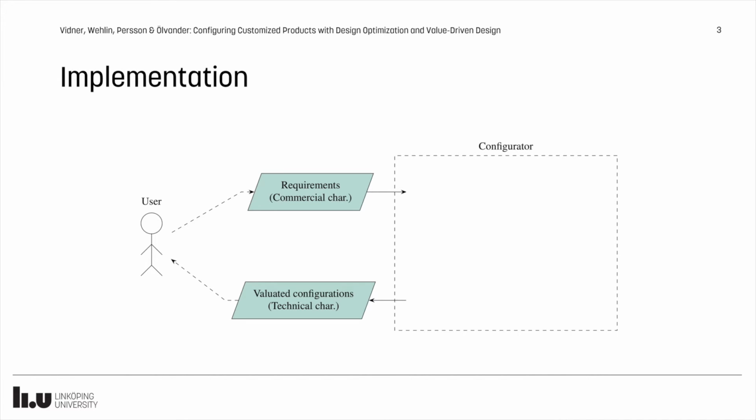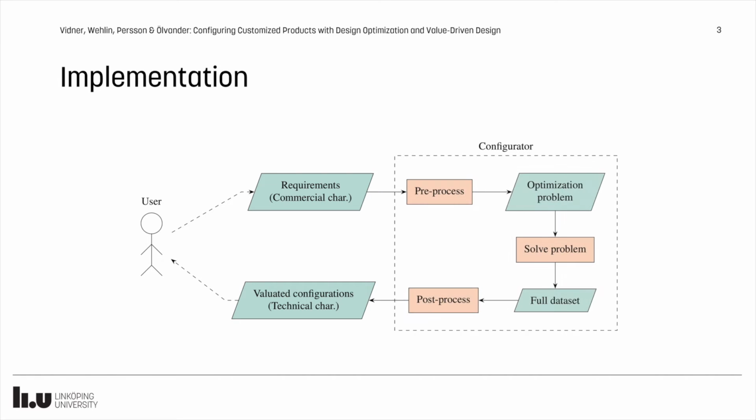We propose a configuration system architecture where a user, for instance a sales representative or the customer themselves, can supply their product requirements to the configurator, that is, a fully automated computer program, and get back evaluated high-quality configurations to act upon. More specifically, we suggest this internal process to be carried out using optimization.